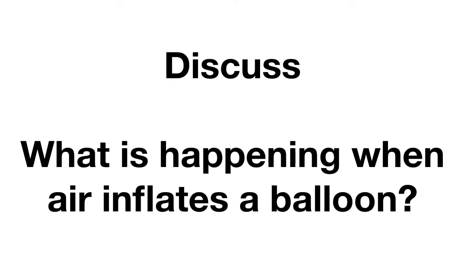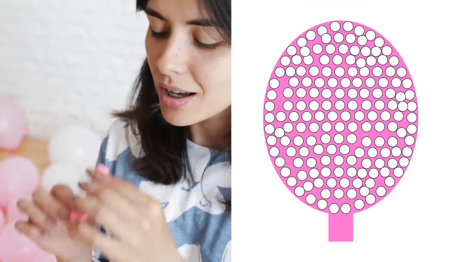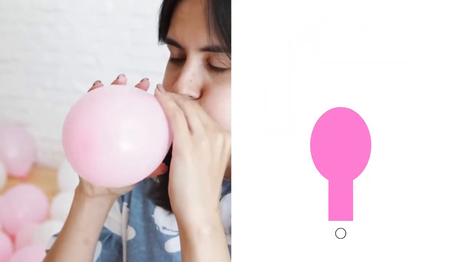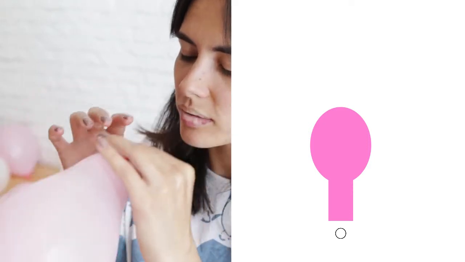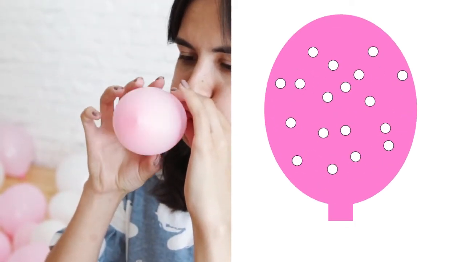Well, to start understanding this, we need to learn some science facts about air. Air is a gas, and today's science fact is that in a gas, there's lots of space between the particles. So let's go back and change our model from before. Instead of showing all of this space filled with air particles, we will show that as you blow into the balloon, air particles do go inside, but there's a lot of space between each particle.